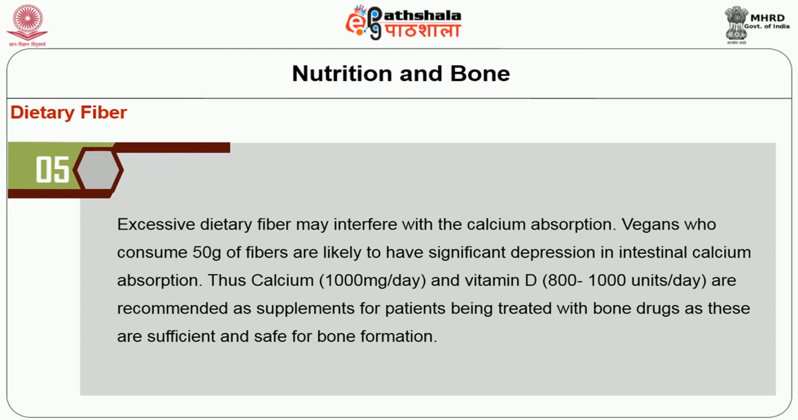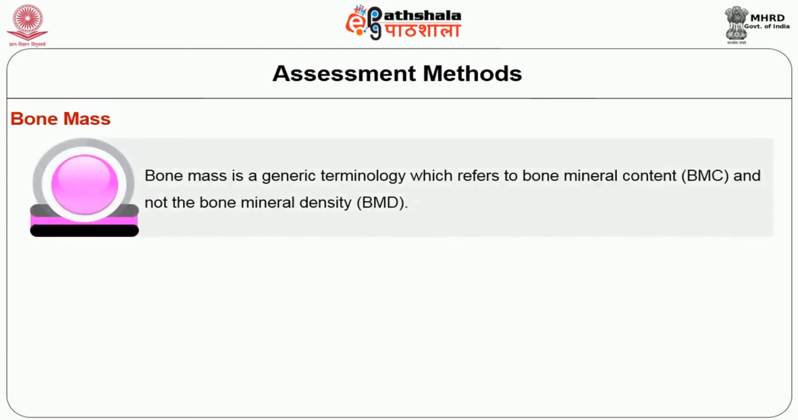Excessive dietary fiber will also interfere with calcium absorption. Vegans who consume 50 grams of fiber are likely to have significant depression in intestinal absorption. Thus, calcium 1000 mg per day and vitamin D 800 to 1000 units per day are recommended as supplements for patients. Remember to do the same for your patients who are being treated with bone drugs, as this is sufficient and safe for bone formation.